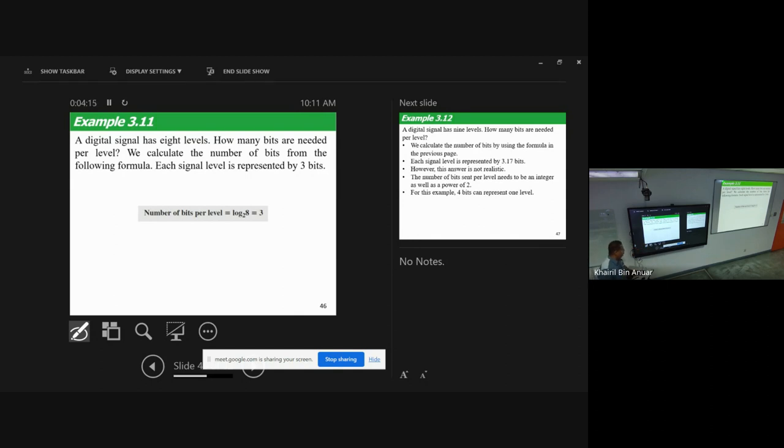So now you know that if you want to get the number of levels, you use 2 to the power of the number of bits, whereas if you want to know the number of bits, you take log 2 of your levels, right? Okay.